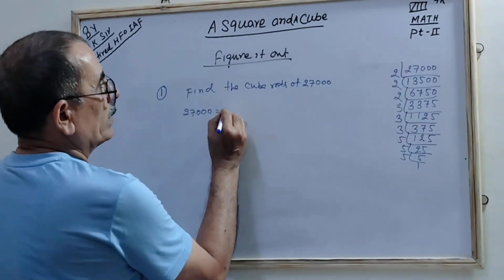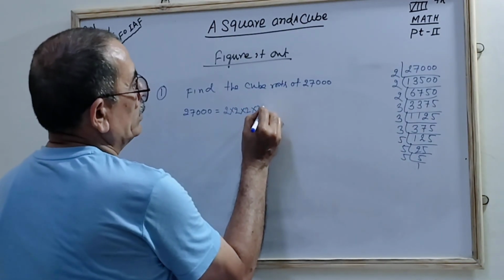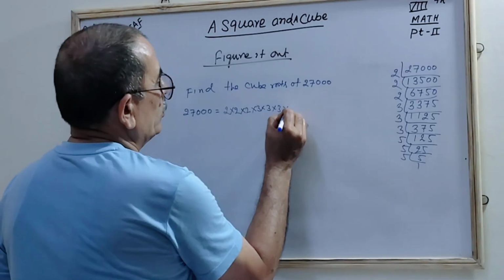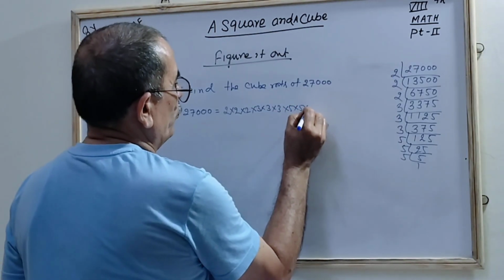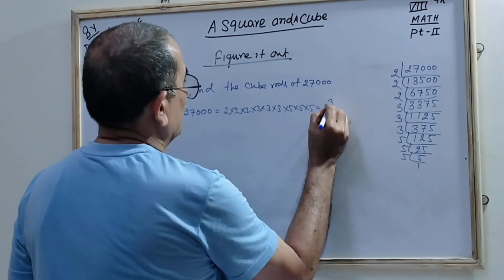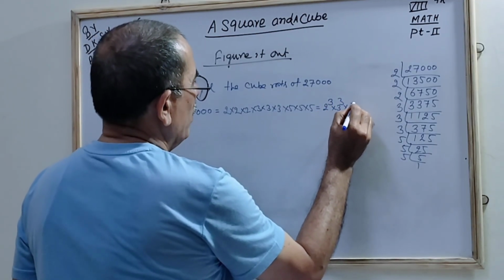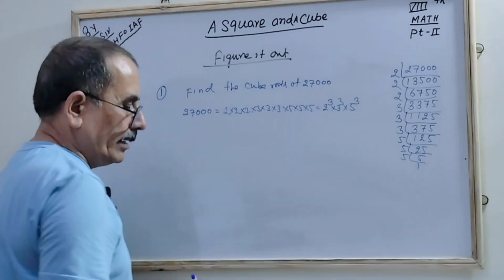So if we write what is that? 2 into 2 into 2 into 3 into 3 into 3 into 5 into 5 into 5. When you write it in exponent form, it becomes 2 to the power 3 into 3 to the power 3 into 5 to the power 3. Correct? You got it?